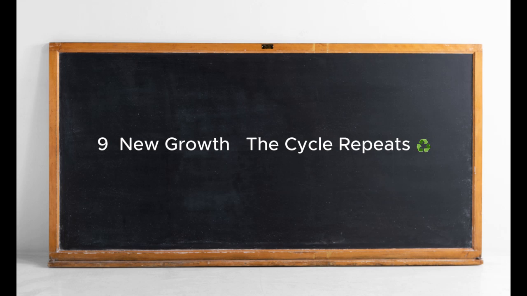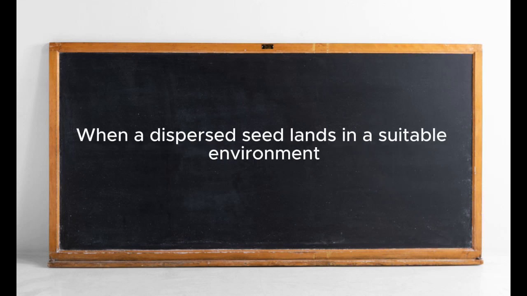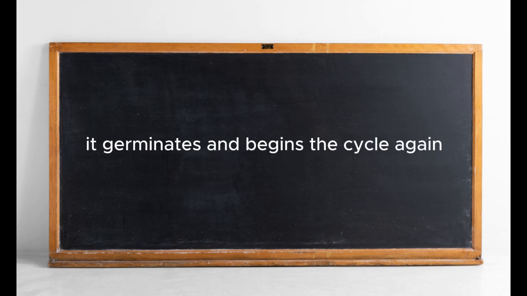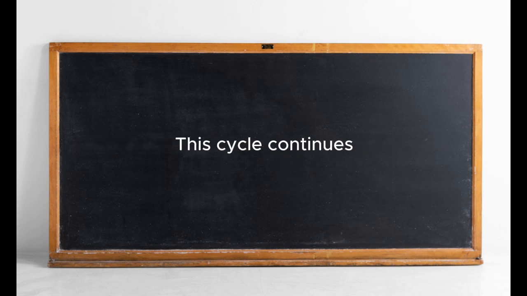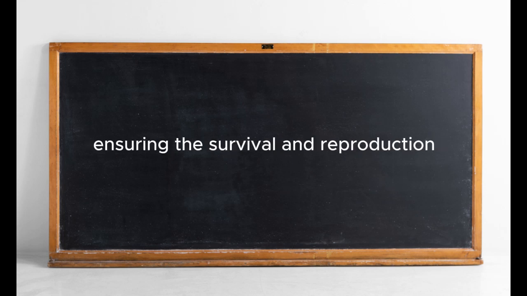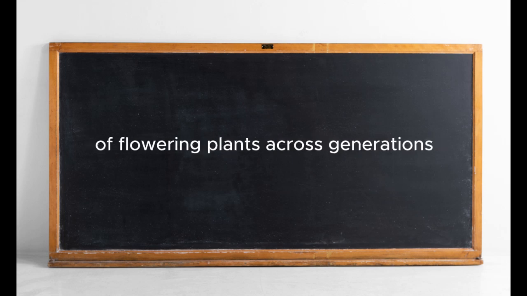9. New growth. The cycle repeats. When a dispersed seed lands in a suitable environment, it germinates and begins the cycle again. This cycle continues, ensuring the survival and reproduction of flowering plants across generations.